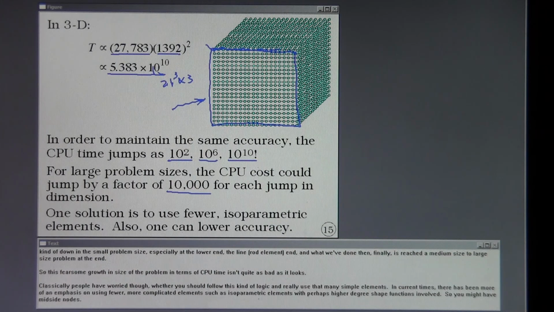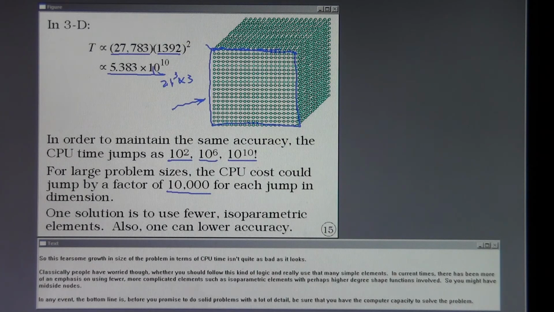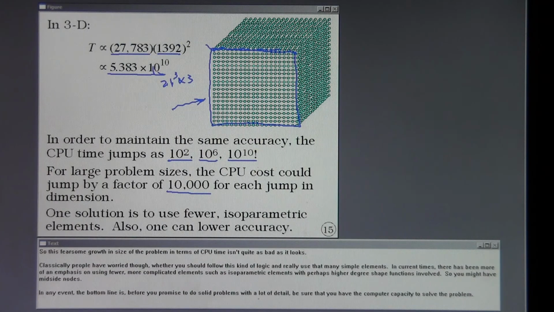Classically, people have worried, though, whether you should follow this kind of logic and really use that many simple elements. In current times, there has been more of an emphasis on using fewer, more complicated elements, such as isoparametric elements with perhaps higher degree shape functions involved. So you might have mid-side nodes. In any event, the bottom line is, before you promise to do solid problems with a lot of detail, be sure that you have the computer capacity to solve the problem.